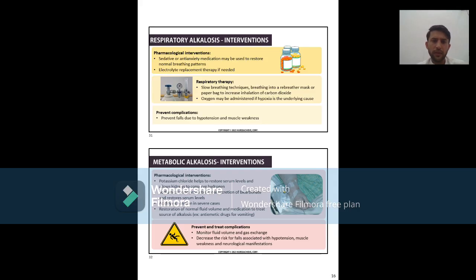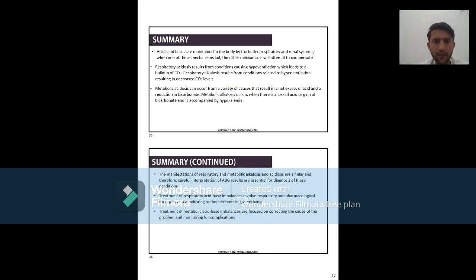Metabolic alkalosis. Interventions for metabolic alkalosis: potassium chloride helps to restore sodium level and allows the kidney to conserve hydrogen ion. Sodium chloride promotes renal excretion of bicarbonate and restores normal serum level. Acidifying solutions in severe cases restore normal fluid and electrolyte levels and treat the underlying cause. Prevent and treat complications if any occur.